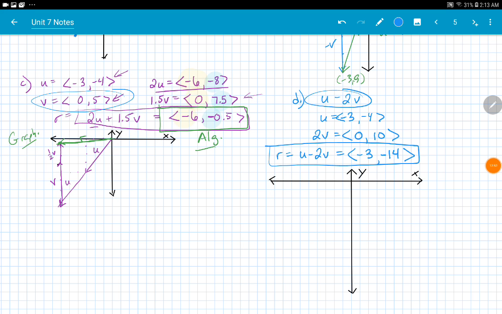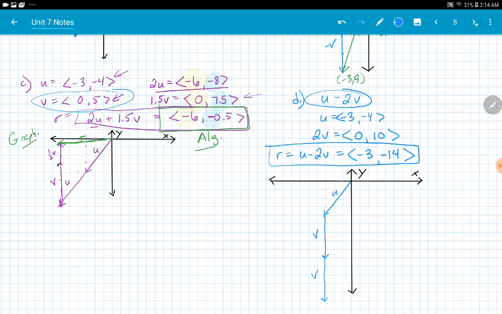So u minus 2v, where u is that negative 3, negative 4. So 1, 2, 3, 1, 2, 3, 4. That's our u. And then minus 2v. So v goes up 5, but we want to do it twice. And we want to do minus, so we want to go in the opposite direction. If v goes up, we want to go down. So 1v is 1, 2, 3, 4, 5. That's 1v, and we want 2v, so that's another one: 1, 2, 3, 4, 5.